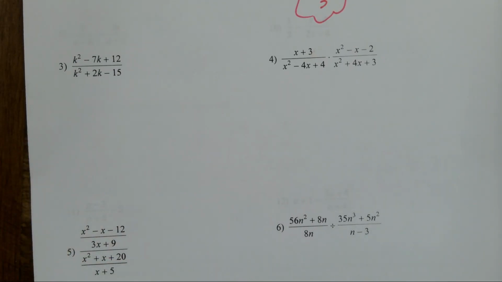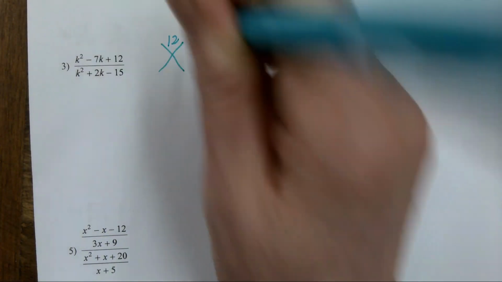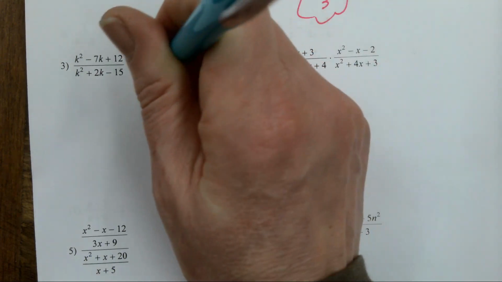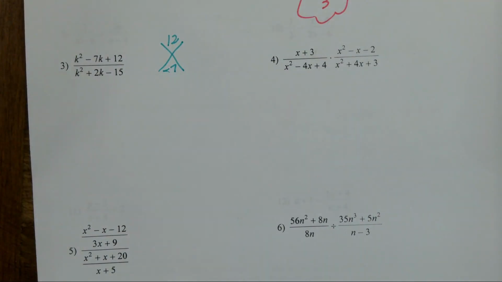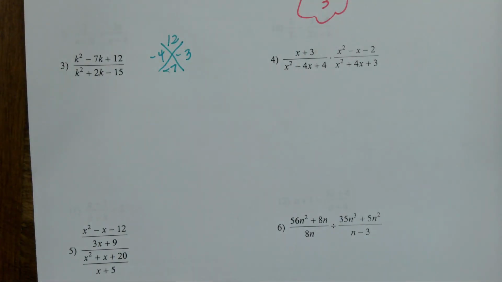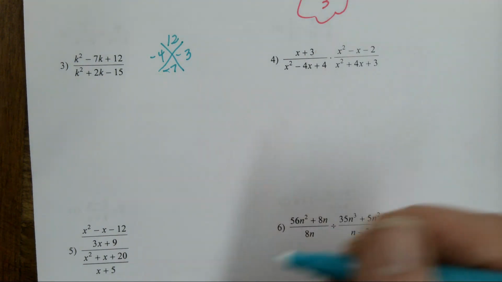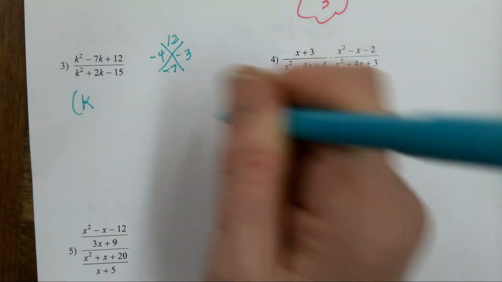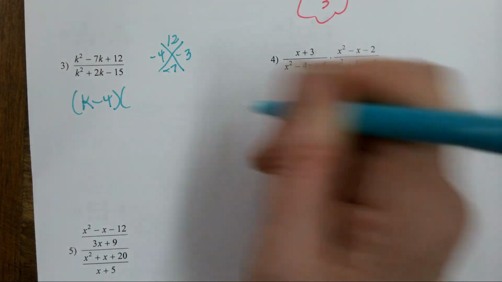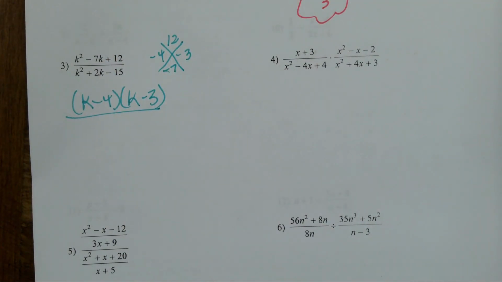This is k squared minus 7k plus 12. Because there's nothing in front of the k squared, I can do a quick one in my brain. 2 numbers that multiply to be positive 12, add to be negative 7. Negative 4, negative 3. Remember, a negative times a negative is a positive, a negative plus a negative is a bigger negative. So this on the top is k minus 4, k minus 3. I'll do the same thing on the bottom.